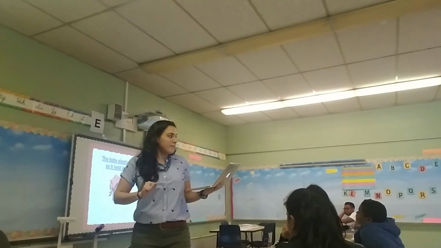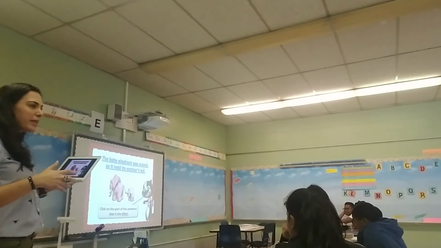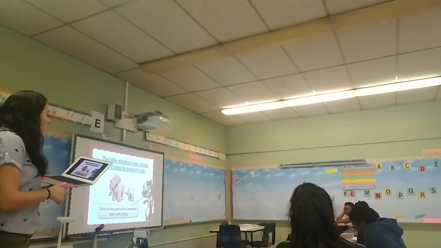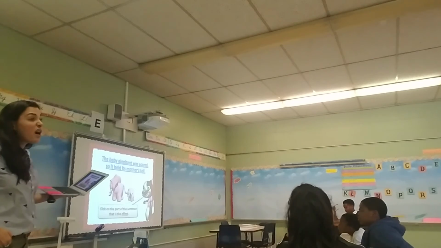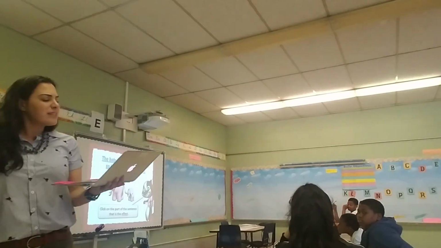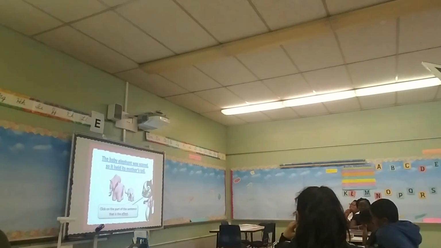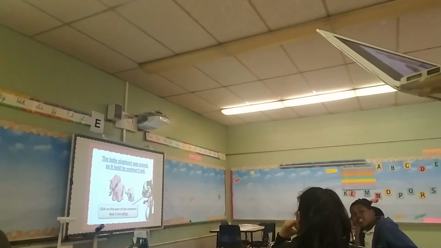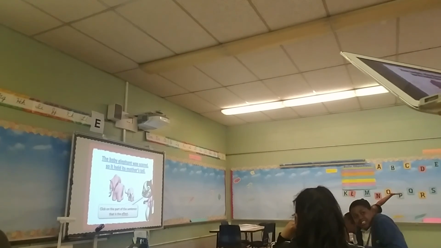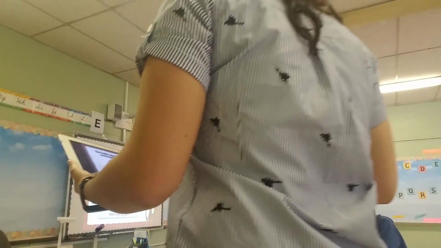Let's try this one. Ready? We're going to do 2 more, and then I want to do an interactive one where you're getting up and moving around. All right, so the baby elephant was scared, so it held its mother's tail. So let's click on the part of the sentence that is the effect. So what is the effect? What caused something, and then what was the effect? So let's read that again. The baby elephant was scared, so it held its mother's tail.